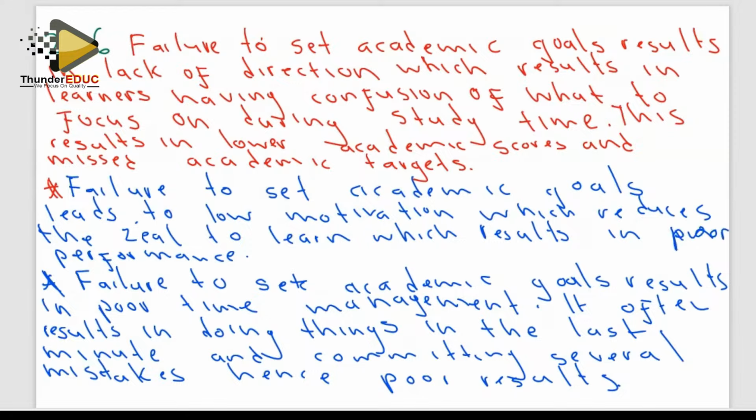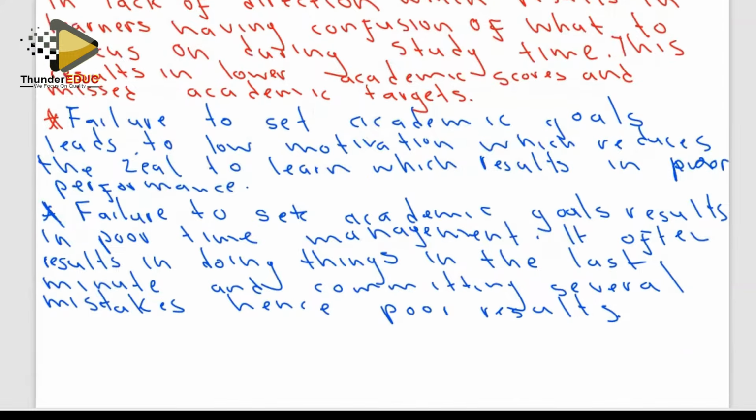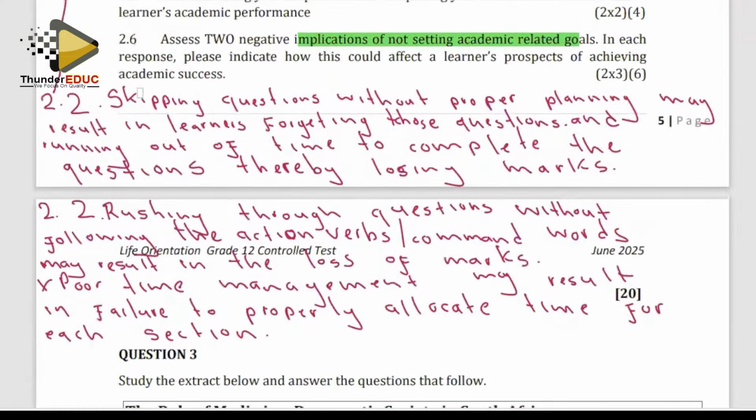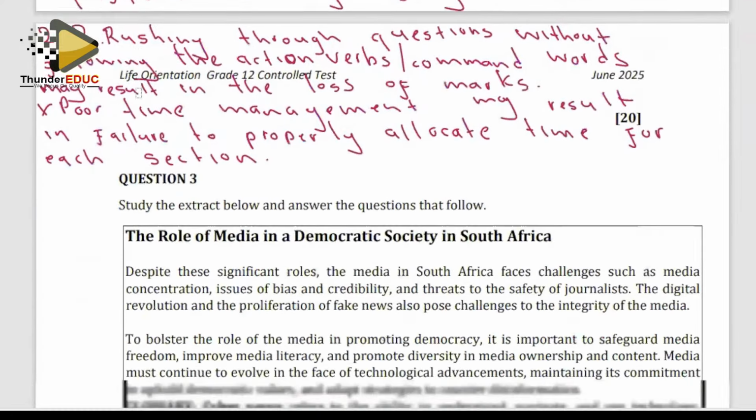Then, in addition to that, failure to set academic goals results in poor time management or poor time management skills. It often results in doing things in the last minute and committing several mistakes, hence poor results. So that is 2.6. So moving on with the questions, we are now moving on to question 3.